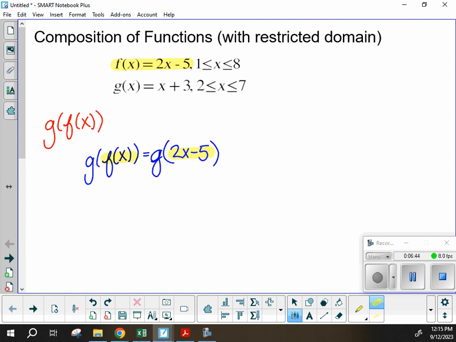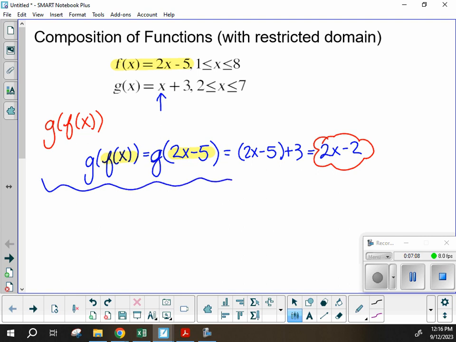And now instead of g of x, we want g of 2x minus 5. So that's going to go here. Instead of x plus 3, we want 2x minus 5 plus 3. We don't really need the parentheses here, I just like to show them for substitution, but that turns into 2x minus 2. And again, we'll put that off to the side. That's my equation for g of f of x. But now, what is its domain?